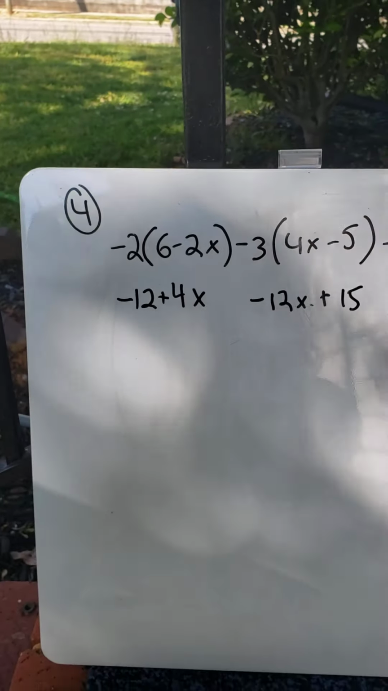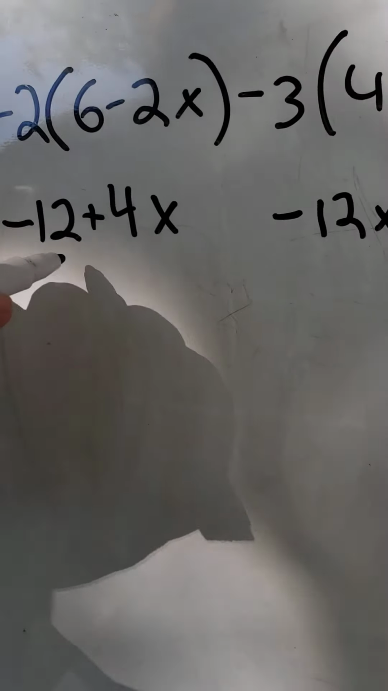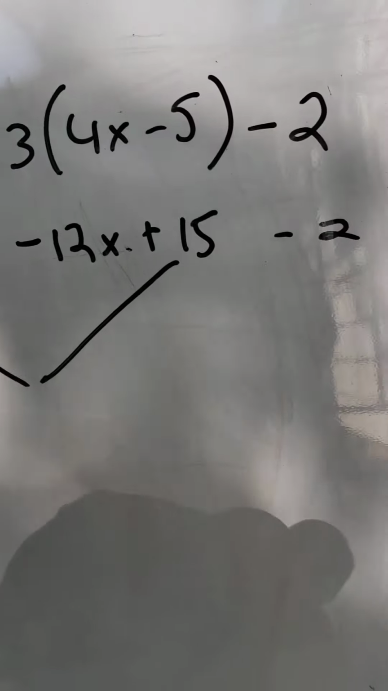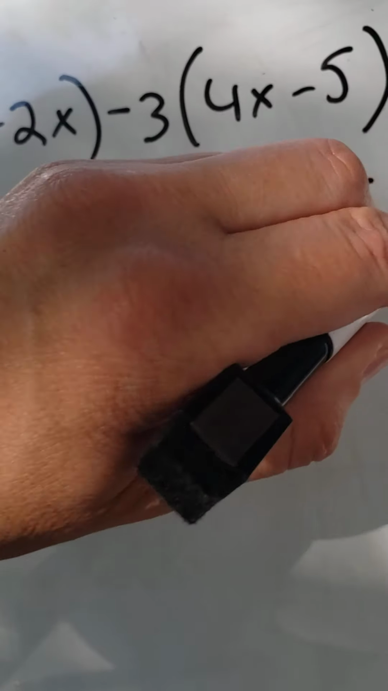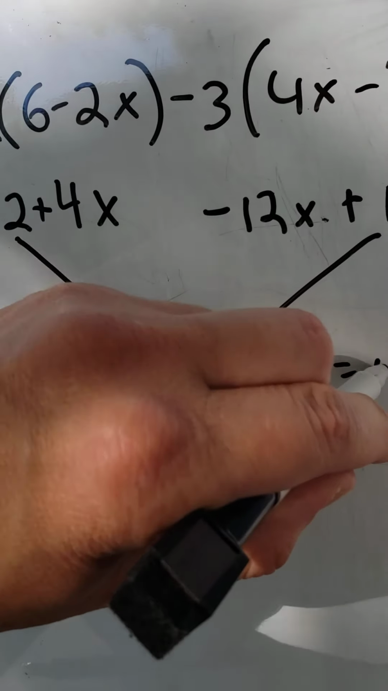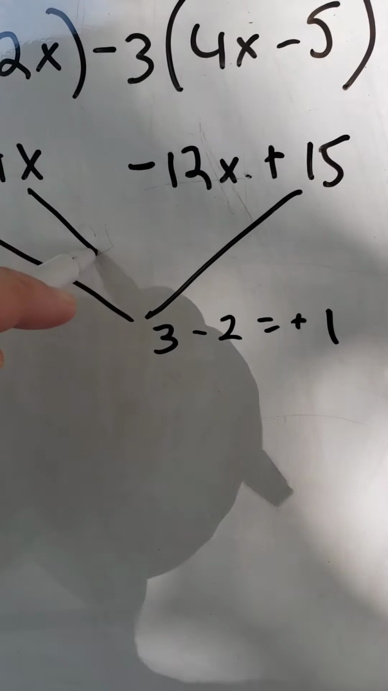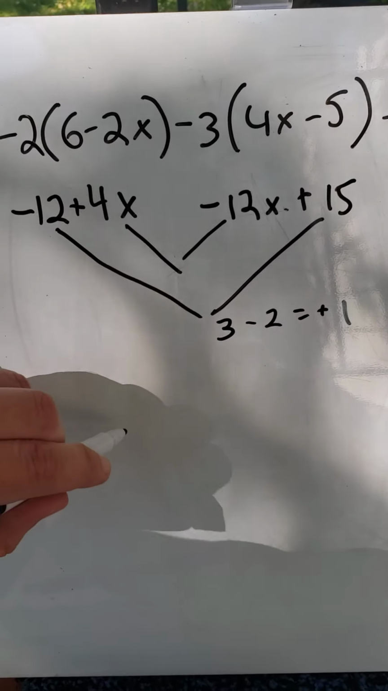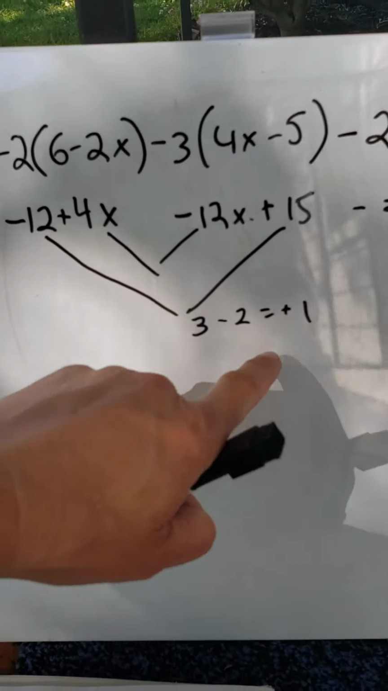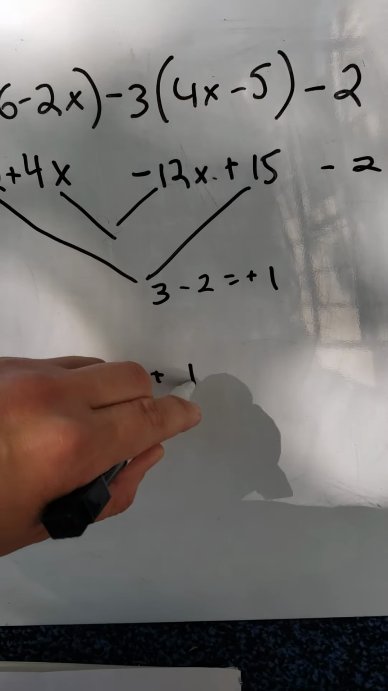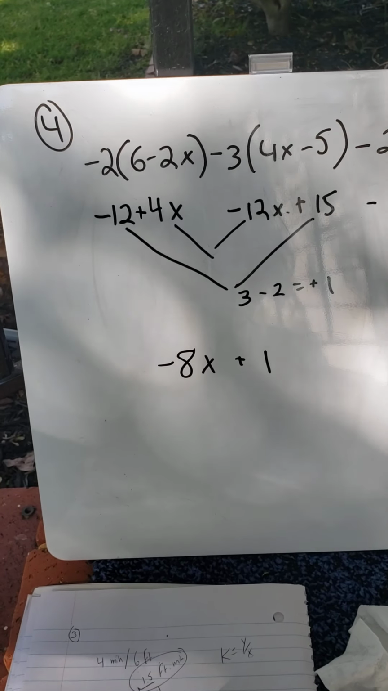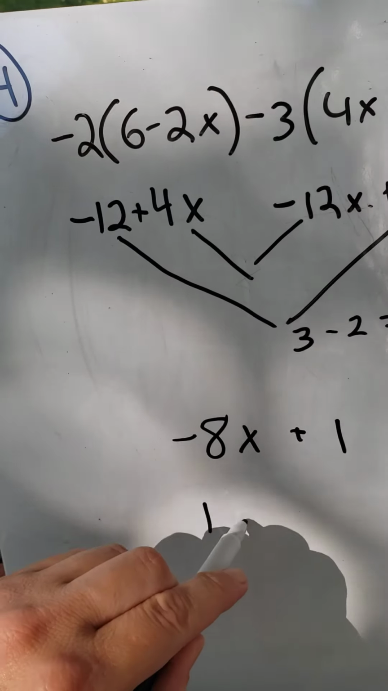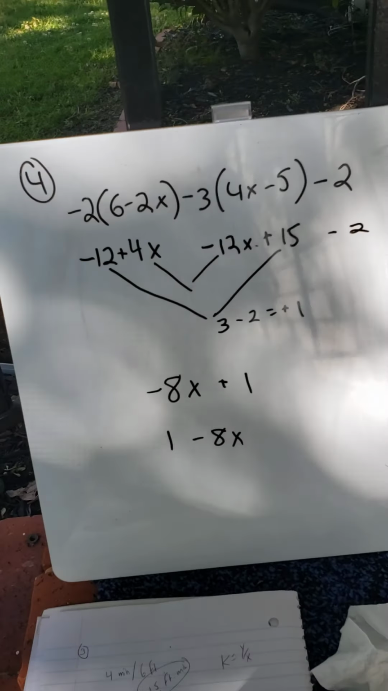So now we can start to combine like terms. So I've got a -12 plus 15. So if I have -12 and I go all the way up to 15, I'm going to get 3. But then I still have this -2 equals 1. It's positive 1. Alright, now I've got 4x minus 12x. So that is -8x. And then we have this plus 1 left. Plus 1. Some of you might have also done it where you put the 1 first. In that case, it looks like this. Both correct.